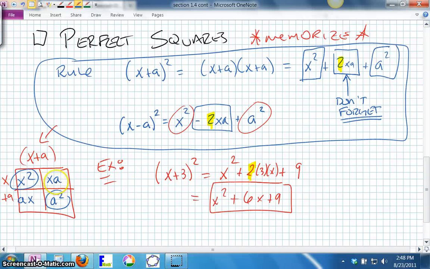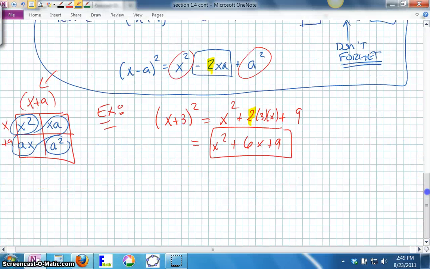Now, if you have one xa and another ax, are those the same thing? So how many ax's do you have? 2. That's where the 2 comes from. No, you're adding those together, not multiplying them. You can pause it? Oh, absolutely. Okay, try this one on your own.